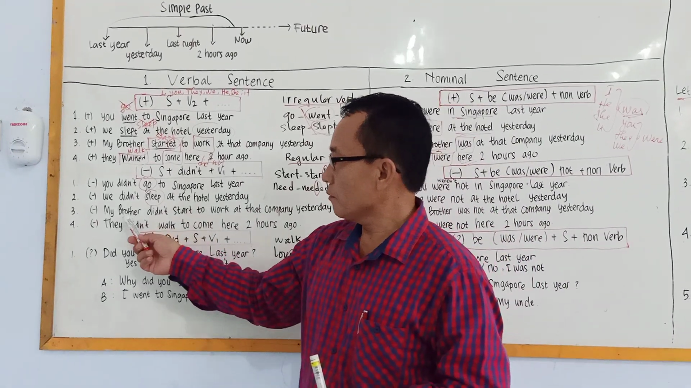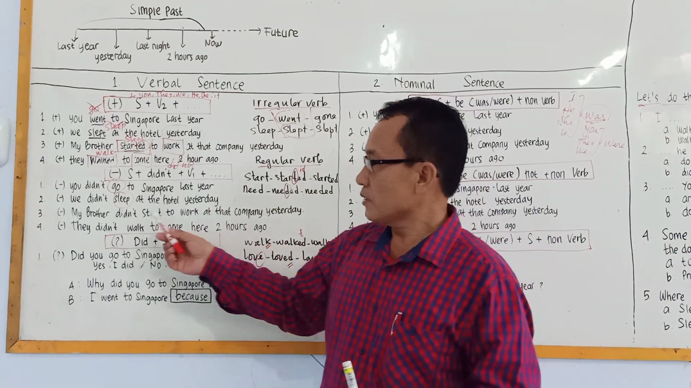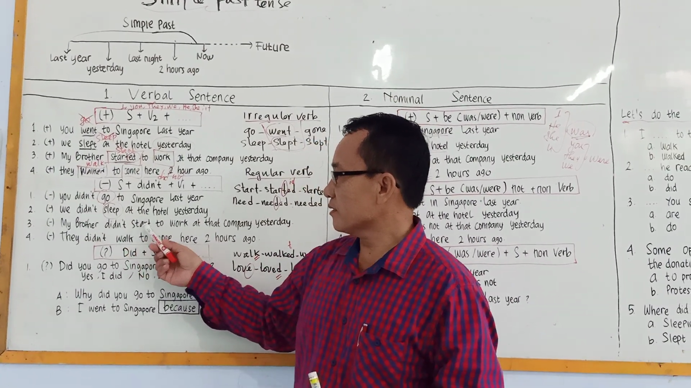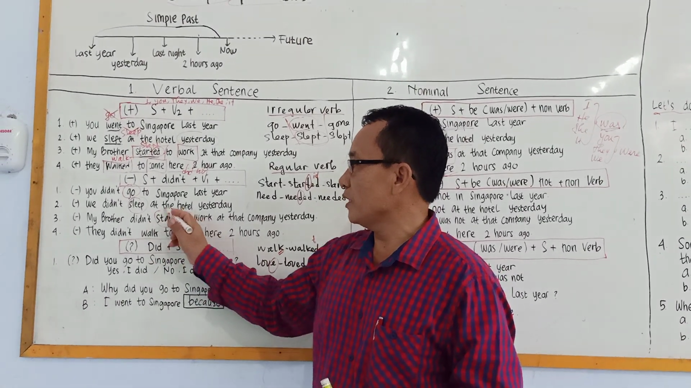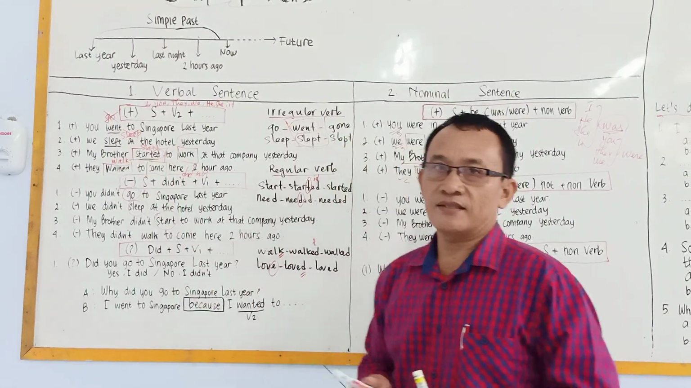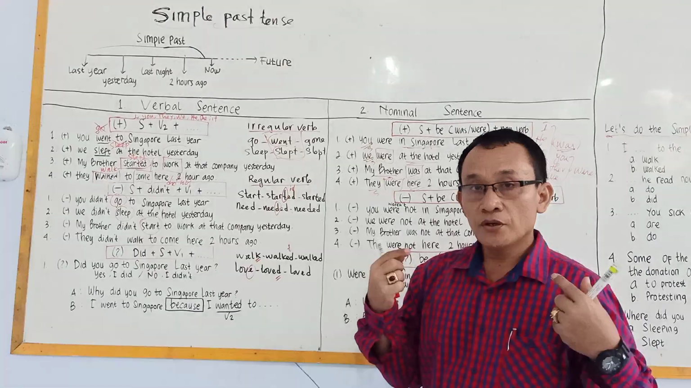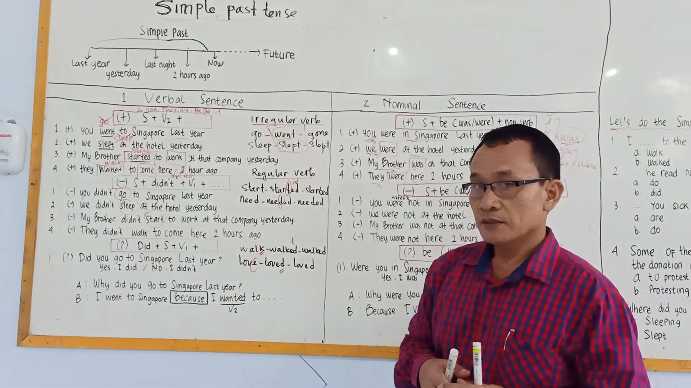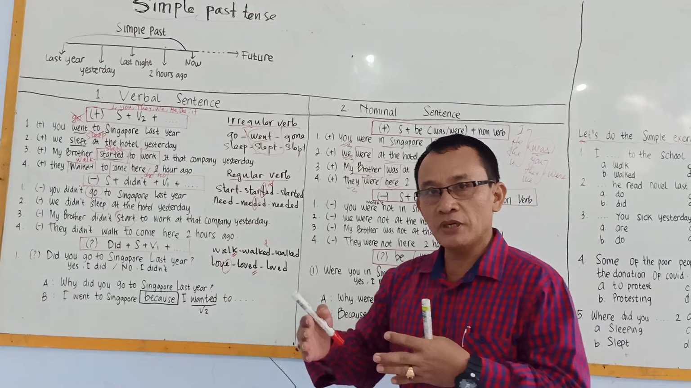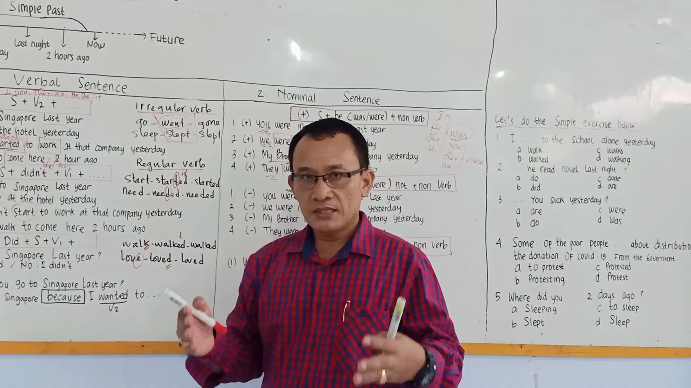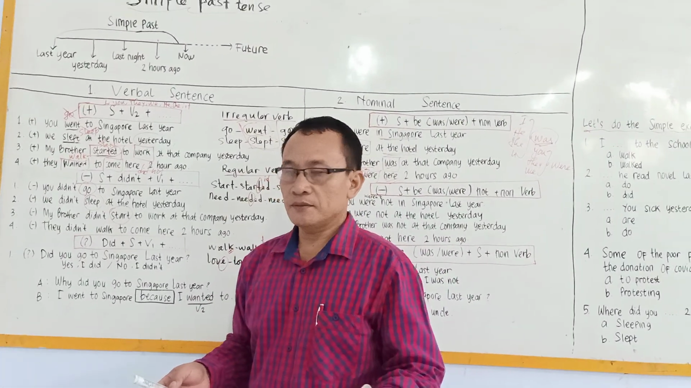Okay? Number 3. My brother didn't start to work at that company yesterday. Subject, my brother didn't start. After didn't, you can use start, verb 1 again. Here, my brother started. Be careful. Focus on me, please. If you want to master how to make positive and negative, you have to master the formula, and give the example.